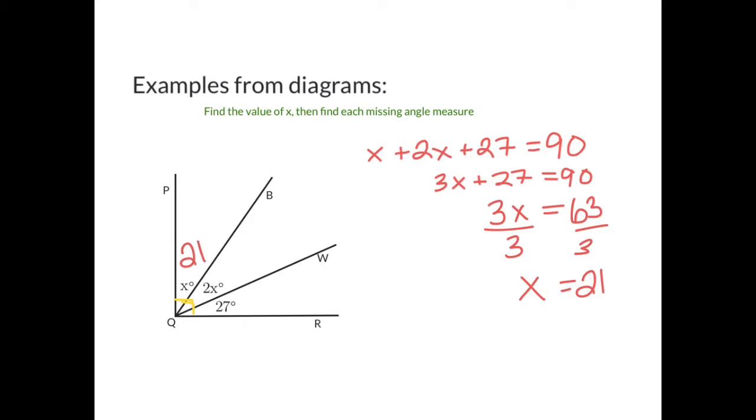So that means that 21 does get a degree measure in that first angle, but then it's multiplied by 2 to get the 42 degrees in there, and then the 27 stays here. So the angle measures are 21 degrees, 42 degrees, and 27 degrees. Those three numbers add up to equal 90 because they're complementary angles.